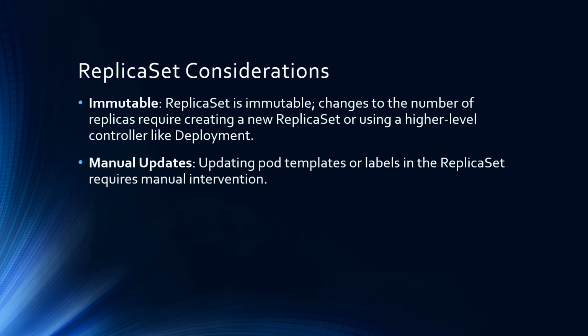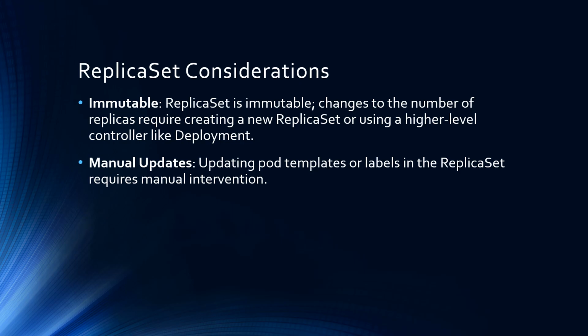When it comes to manual updates, replica sets require more hands-on management compared to deployments. If you need to update your application to a new version, you'll need to manually create a new replica set with the updated pod template and carefully manage the transition between old and new replica sets. Some teams struggle with replica set management when they need to perform rolling updates or rollbacks. Without the higher-level abstractions provided by deployments, these operations become complex and error-prone.